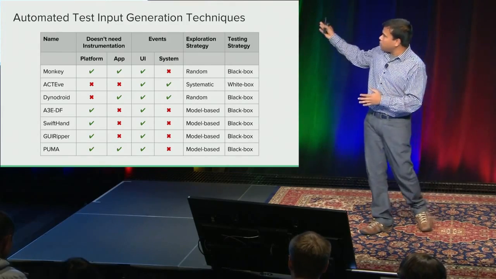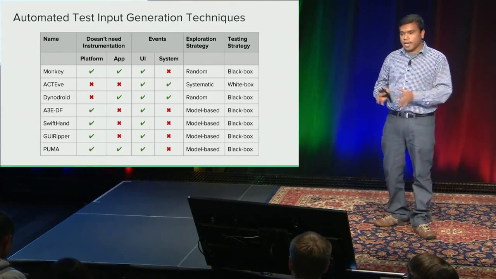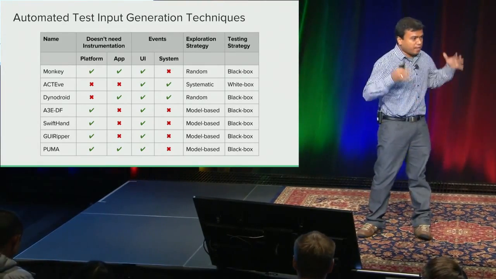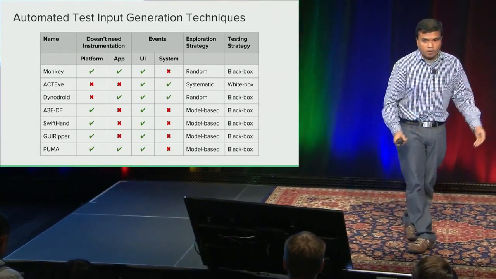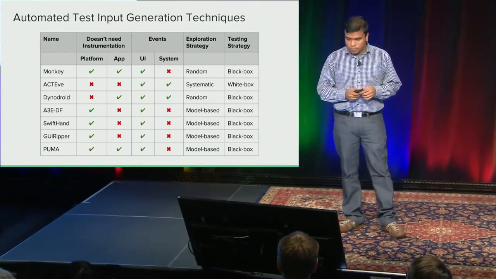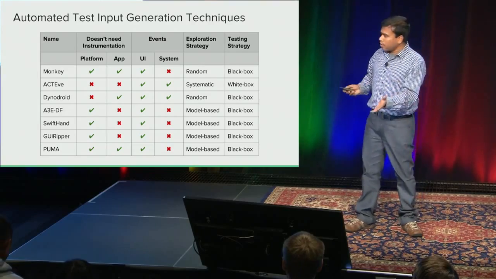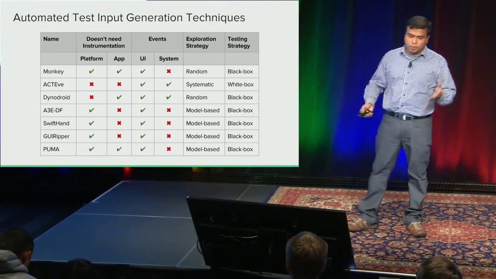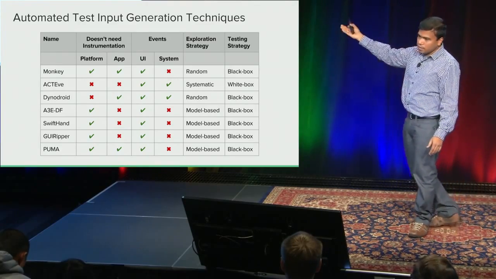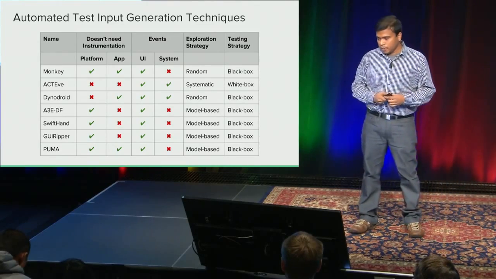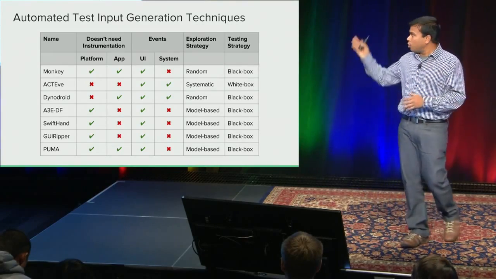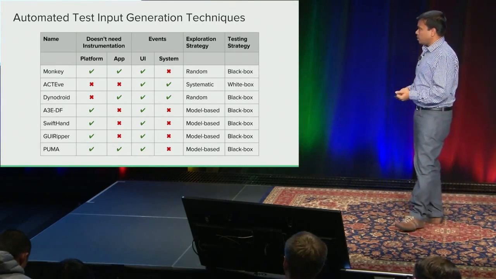The next column shows what events the tool supports. All the tools support UI events. They can interact with the application through the GUI, whereas only 2 tools, Active and DynaDroid, support system events. I explained the exploration strategy before. As you can see, 2 tools, Monkey and DynaDroid, are random tools. A3E is systematic, and the other 4 are model-based tools. And out of all these tools, only Active needs the source code of the app. All the other tools can operate in a black box fashion.